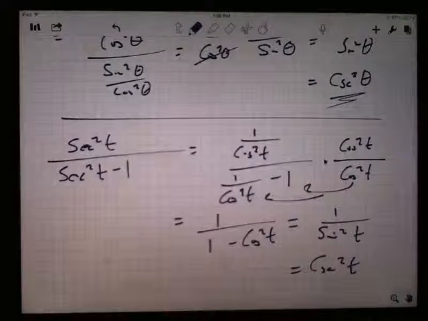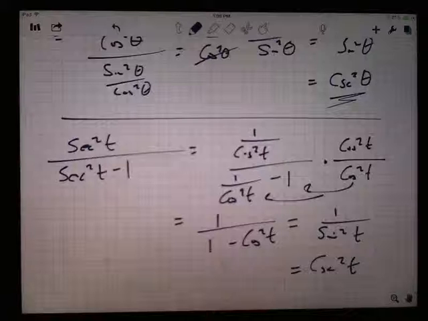So there's a couple different ways of doing it. I don't care which way you do it. You'll be more familiar with one set of identities than others, and you just use the ones that get you where you need to go.